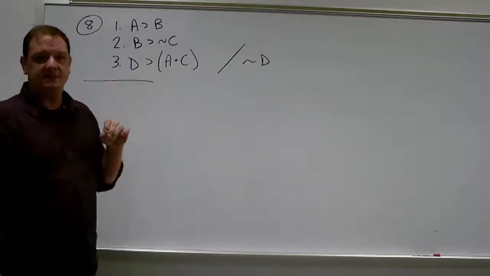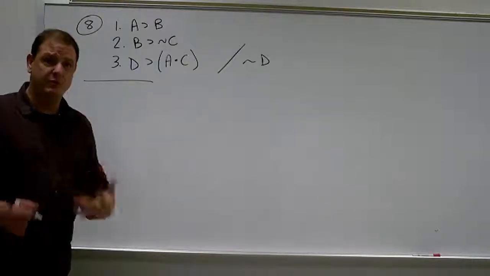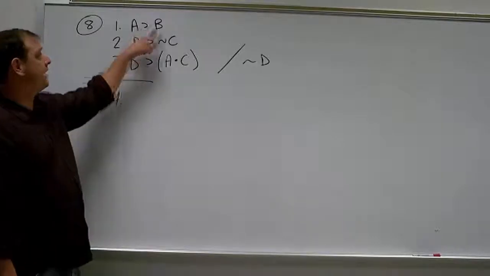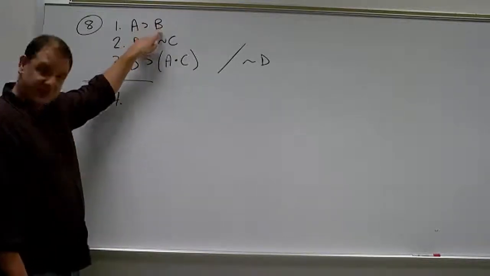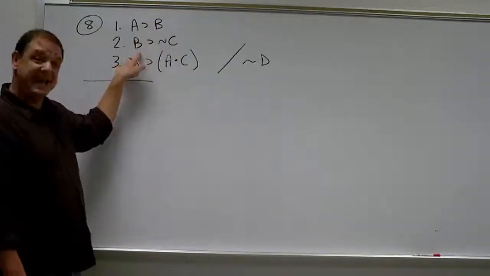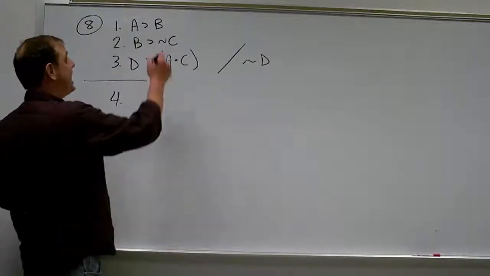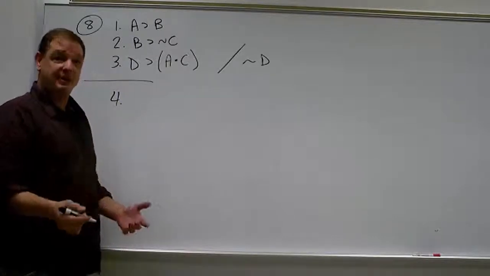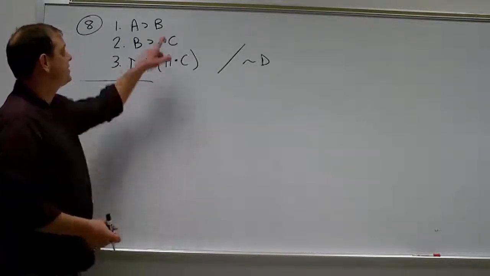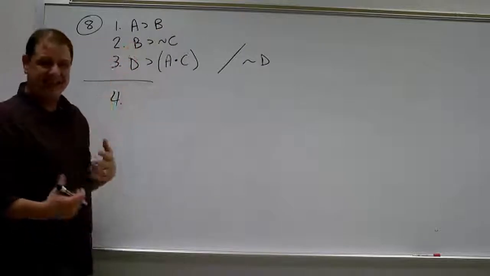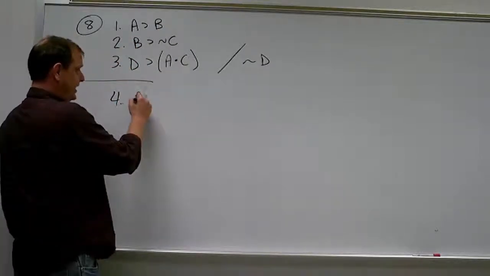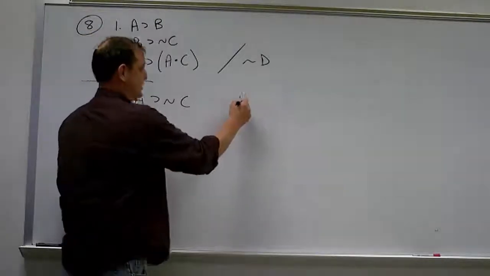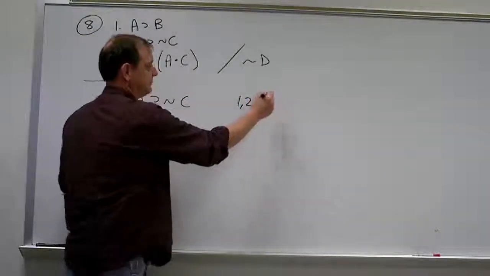Everything's a mess, isn't it? So we're just going to start doing what we can. First thing I notice here is that the consequent of the first premise is the antecedent of the second. So by, I call it chain argument, in your book it's hypothetical syllogism, when I combine those, the B's kind of cancel out, and I'm left with if A, then not C. And that's from lines 1 and 2, hypothetical syllogism.